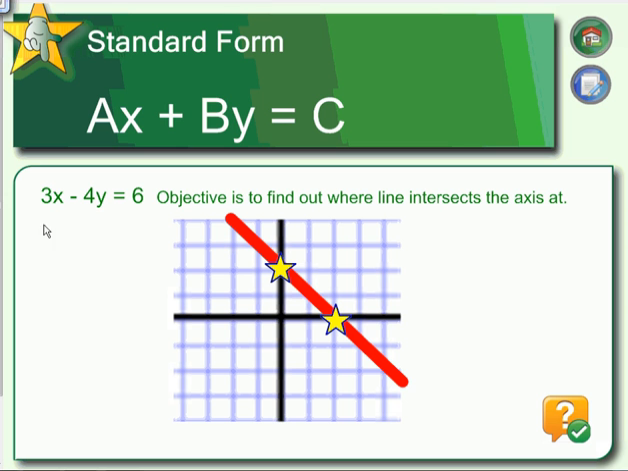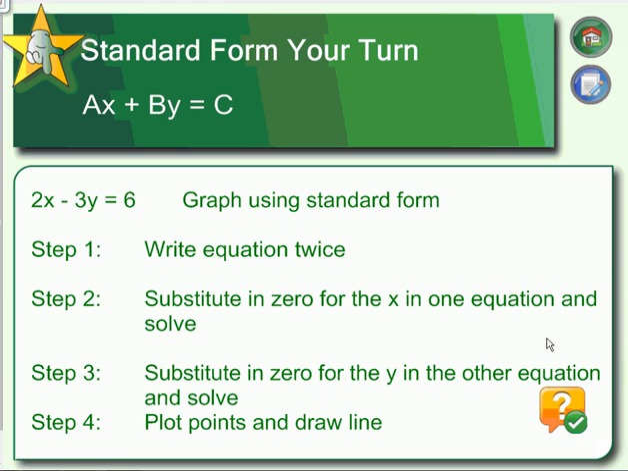So for example, 3x minus 4y equals 6. The objective is to find out where the line intersects the axes. Okay, so in this case right here and right here. In order to do that, there are some different steps we can do to graph these.